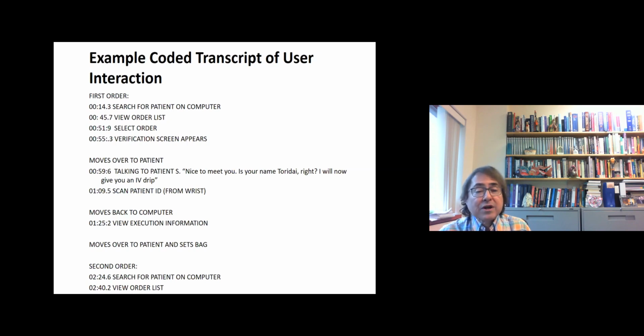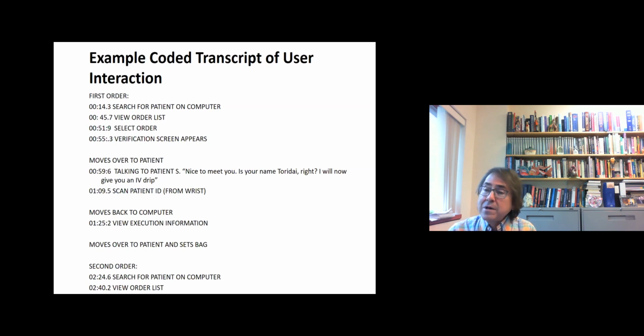So the first order, they search for the patient on the computer, view the order list, select the order, verification screen appears. They go on top of the patient, even though it's a dummy, they follow the instructions and have a conversation with the patient. They scan the patient ID. They go back to the computer, view the execution information, and then, et cetera, then they go to the next one. So the idea was barcode scanning is to increase safety.